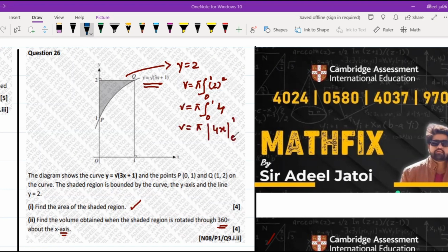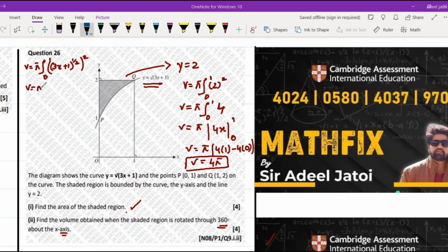So this should be volume equals pi times 4x, and your limits are 1 and 0. So this should be pi times 4 times 1, obviously minus 4 times 0. So the answer would be 4 pi. This is the answer for the volume under the line. Now you need to take out the volume under the curve. To find the volume under the curve, you will say pi integration of what? Same limits 1 and 0, but instead you will have 3x plus 1 over 2, and this entire thing will be squared.